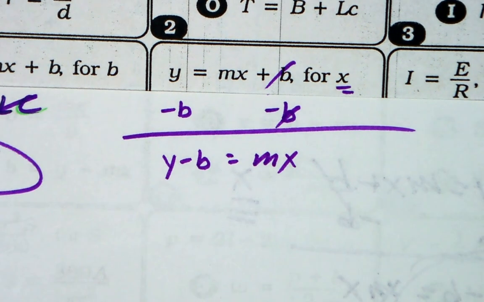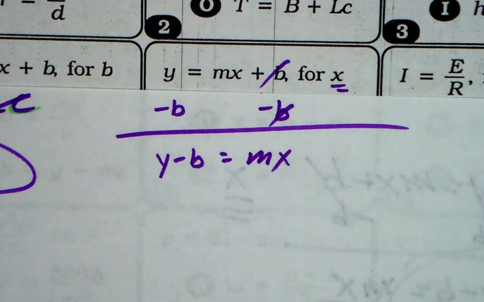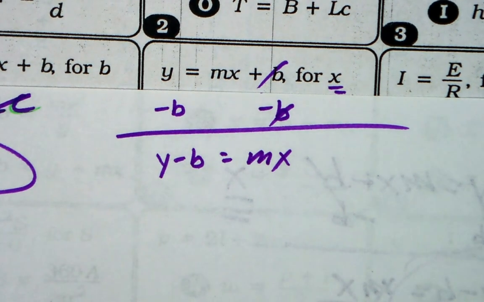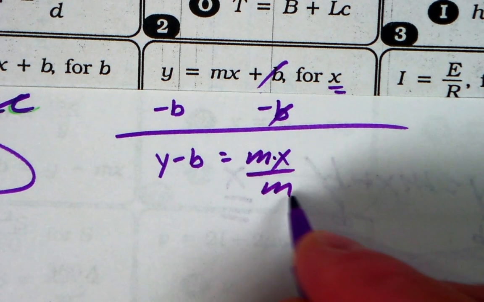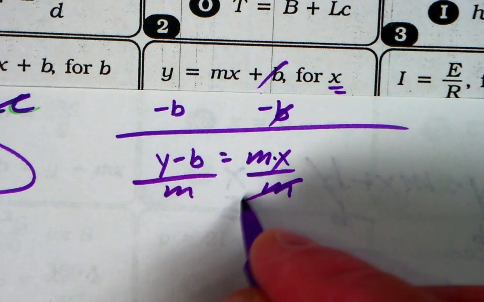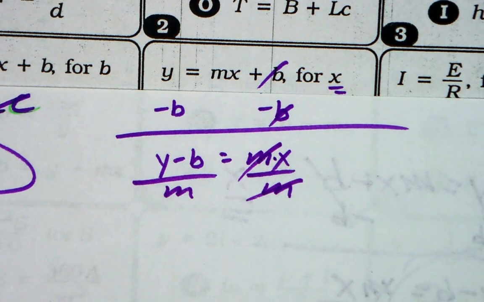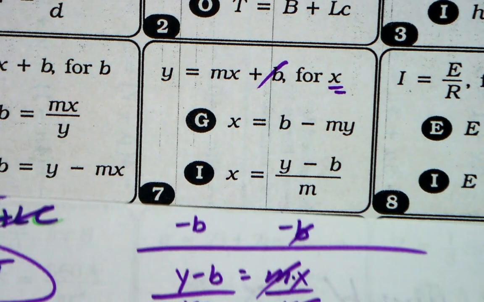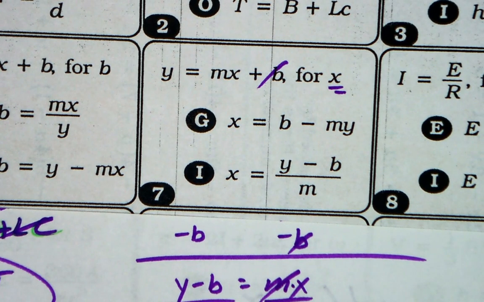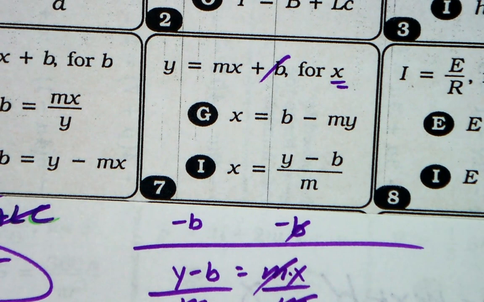Don't worry about the other side. You just focus on the x side. The other side's just along for the ride. So now what do I have to do to get x by itself? Divide by m. Right now it's times m, so I'm just going to do the opposite. Today's all about opposites. And what about number 3? Okay, let me finish this one first. So I got y minus b over m. There you go.